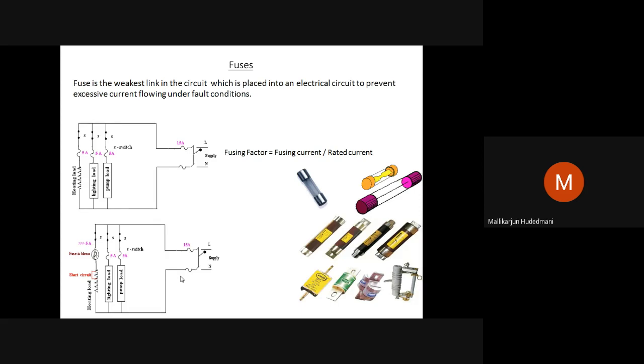One important aspect of this is the fusing factor. It is the ratio of fusing current to the rated current. Now you need to know what is rated current. It is the current that is allowed by the fuse to go safely. All along this operation, the fuse will not destroy your circuit whenever a certain labeled current is flowing.